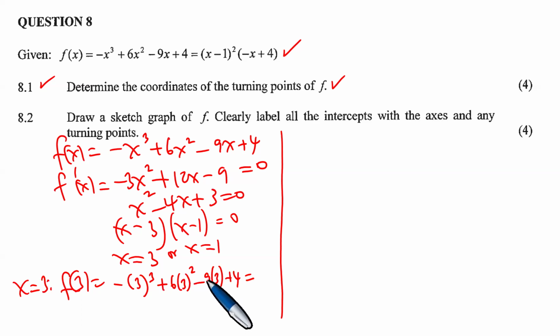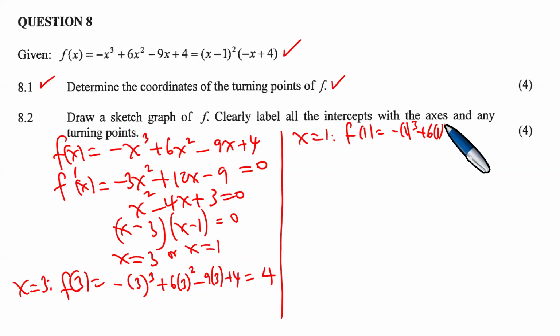And what is the result? The result is 4. And then here you have x equals 1, which means therefore you have f of 1 is equal to minus 1 cubed plus 6 times 1 squared minus 9 times 1 plus 4. The result is exactly 0, meaning f of 1 is 0.